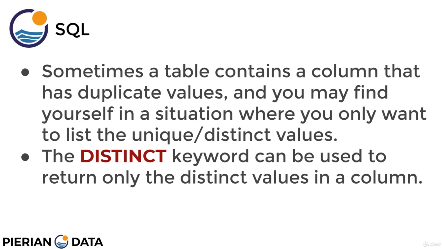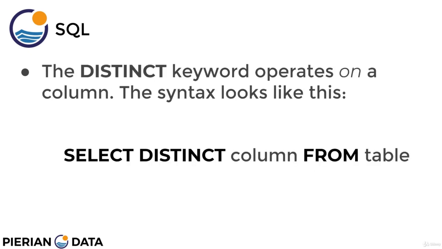Sometimes a table contains a column that has duplicate values, and you may find yourself in a situation where you only want to list the unique or distinct values in that column. The DISTINCT keyword can be used to return only the distinct values in a column. The DISTINCT keyword operates on a column, so the syntax looks like this. We say SELECT, and then DISTINCT right in front of whatever column we're interested in grabbing the unique or distinct values from. And then we'll specify what table this column is in.